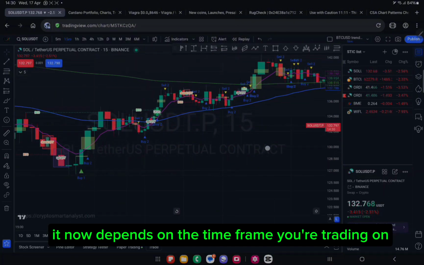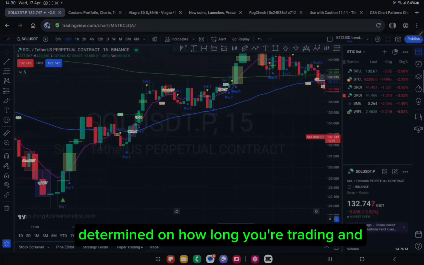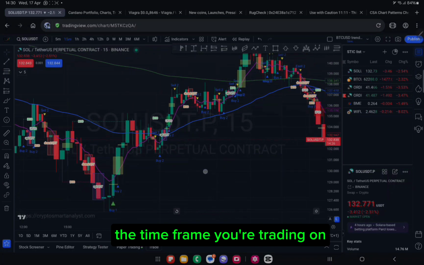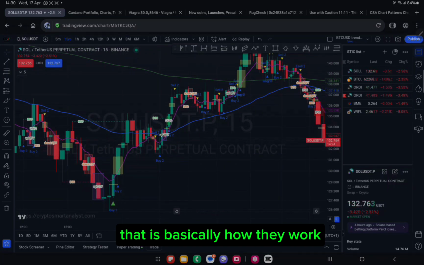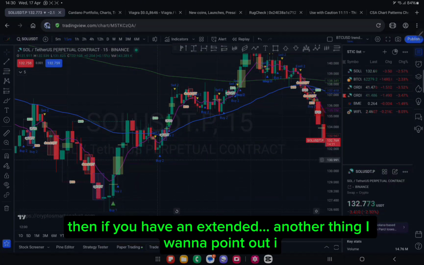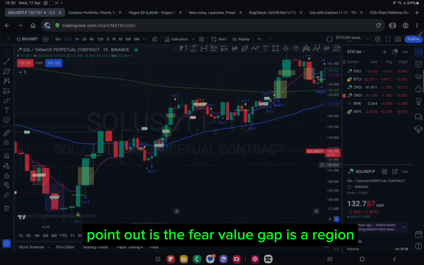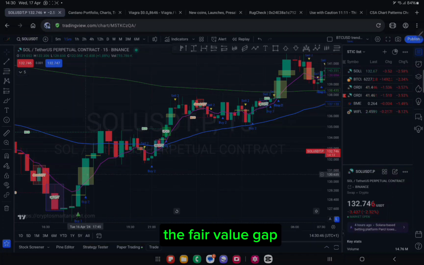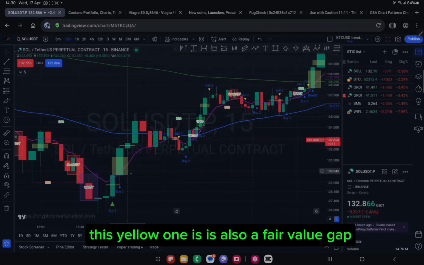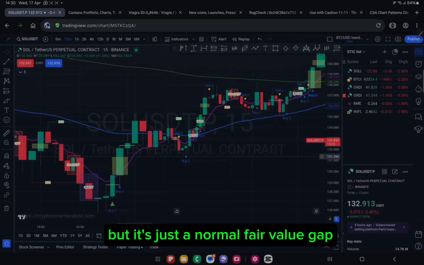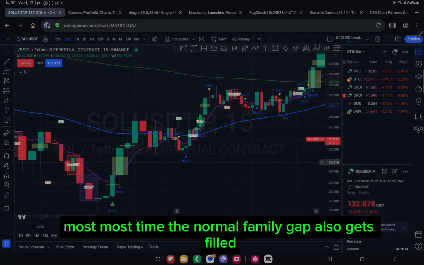Now it depends on the time frame you're trading on, and how long you're trading. That is basically how they work. You have the buy, you have the buy. Then if you have an extended one, another thing I want to point out is that the fair value gap is a region. The fair value gap in this yellow one is also a fair value gap, but it's just a normal fair value gap. And note, most of the time the normal fair value gap also gets filled.